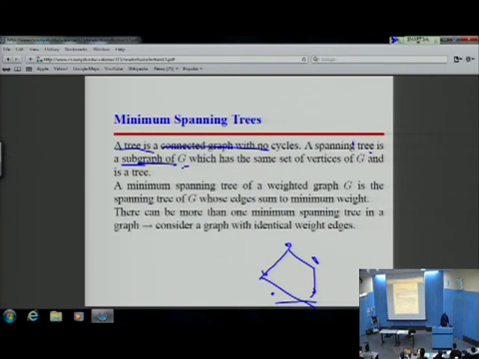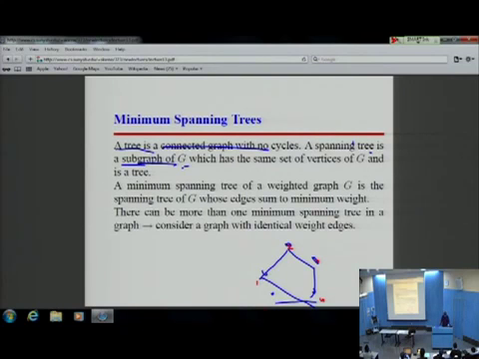Okay, here we've got a graph where we've got 1, 2, 3, 4, 5 vertices. A spanning tree is any subset of edges that forms a tree on these vertices.